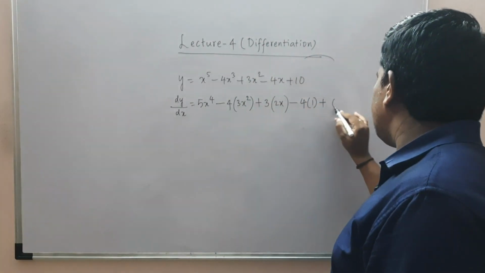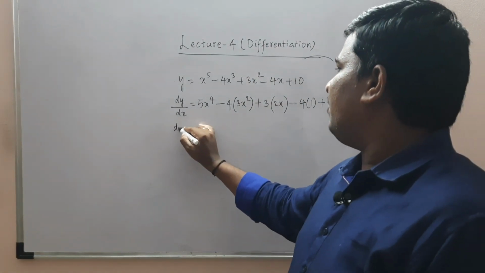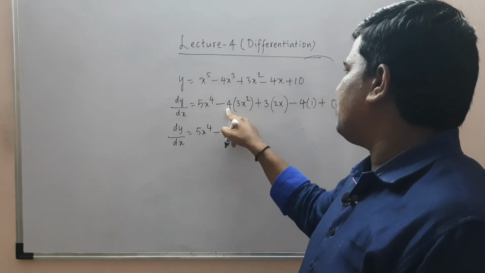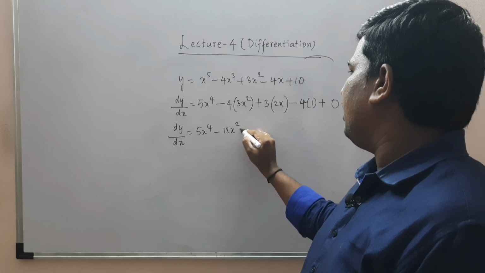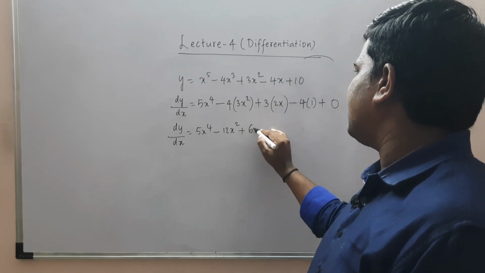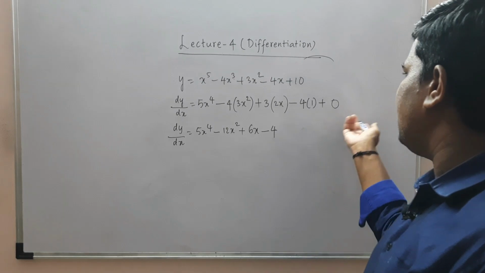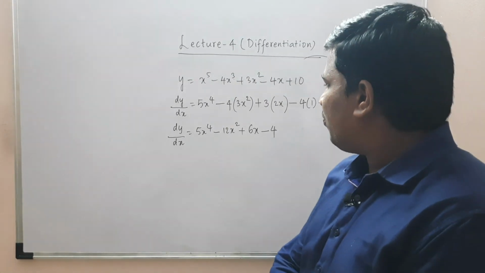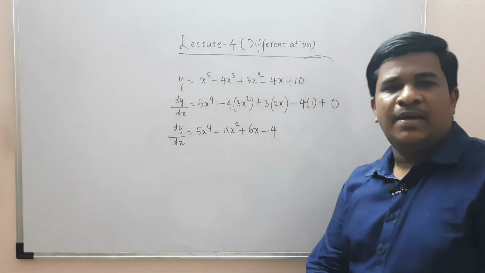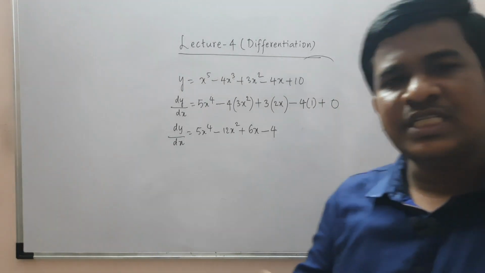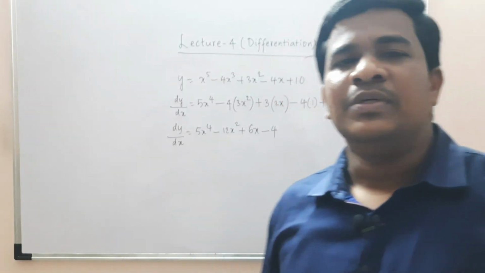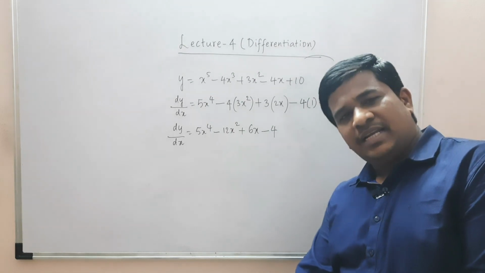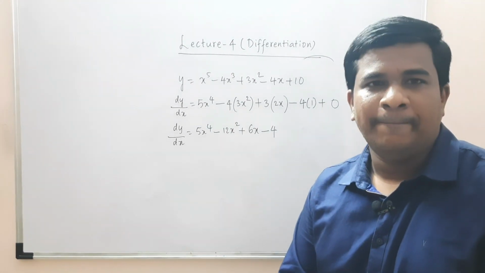So 0. Thus dy by dx will become 5x power 4 minus, this is 4 into 3, 12x square, plus this is 3 into 2x, 6x, minus 4 plus 0. If 0 is added, there is no change. So that is the reason I am keeping it as 5x power 4 minus 12x square plus 6x minus 4. So this is how you have to proceed to find dy by dx when a particular algebraic equation is given.